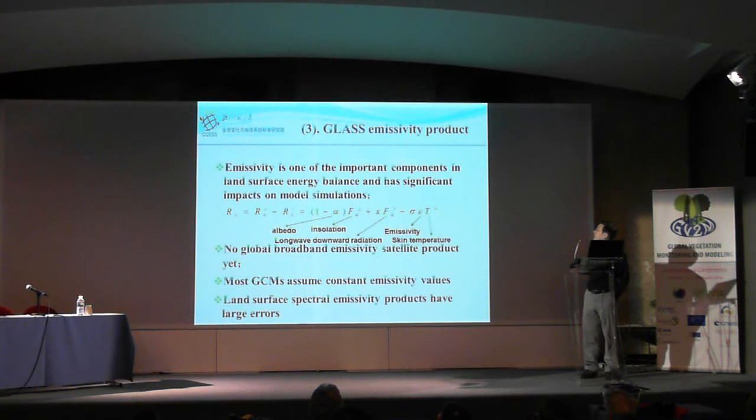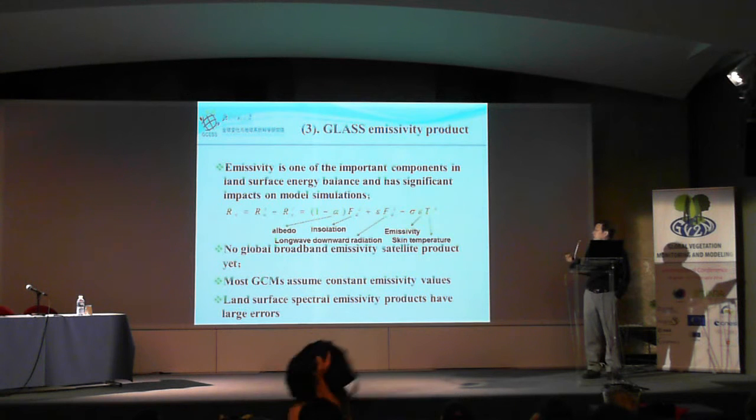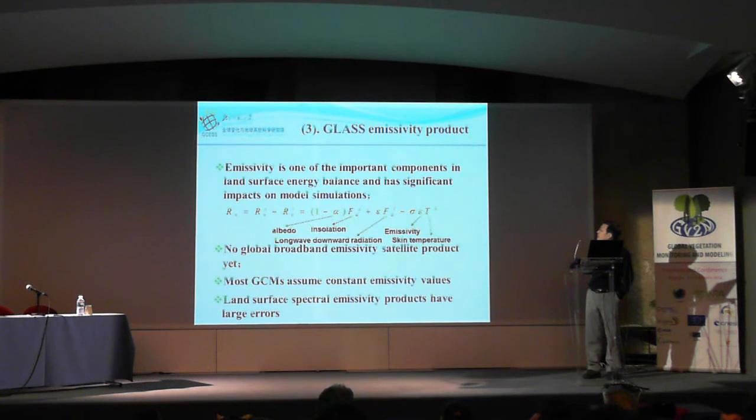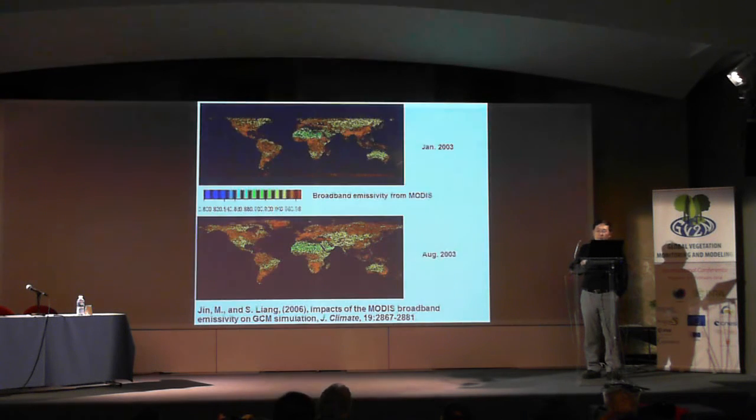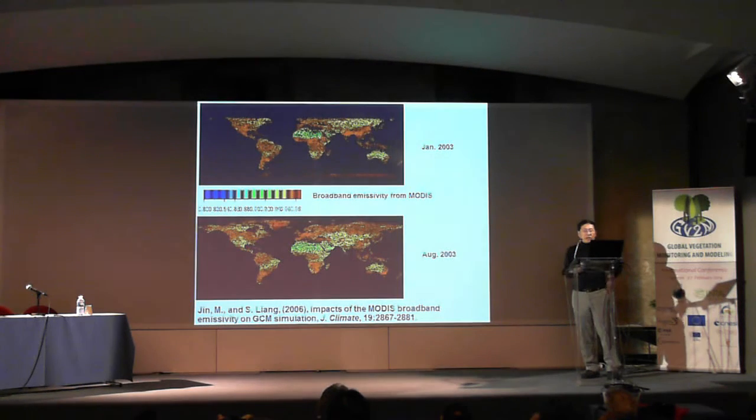The third product is the surface emissivity product. And we all know that surface emissivity is very important in calculating the surface radiation budget. But if we look at the global circulation models, most of the models assume constant values, all based on very simple parameterization. Part of the reason is that we don't have a global emissivity product available at this point. Now, what's the big deal?